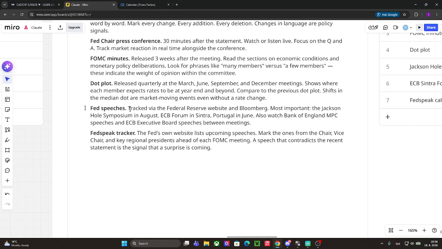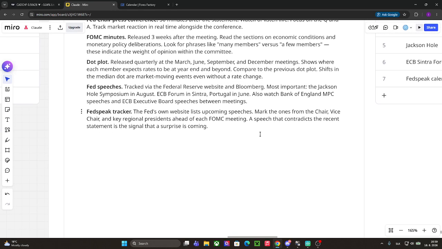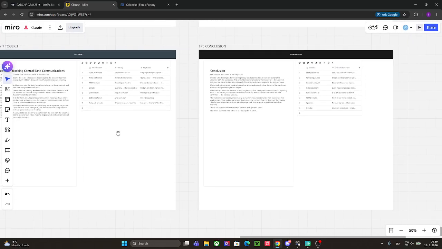Fed speeches. Tracked via the Federal Reserve website and Bloomberg. Most important, the Jackson Hole Symposium in August, ECB Forum in Sintra, Portugal in June. Also watch Bank of England MPC speeches and ECB Executive Board speeches between meetings. Fed Speak Tracker. The Fed's own website lists upcoming speeches. Mark the ones from the chair, vice chair, and key regional presidents ahead of each FOMC meeting. A speech that contradicts the recent statement is a signal that a surprise is coming.